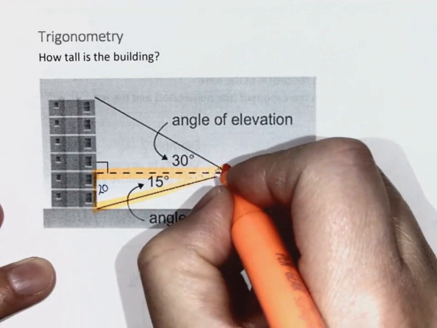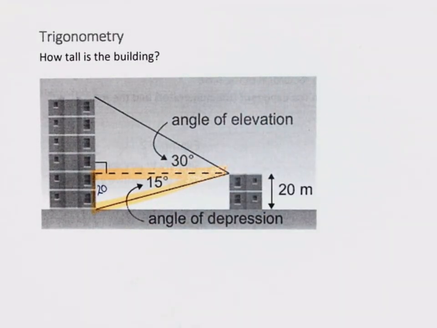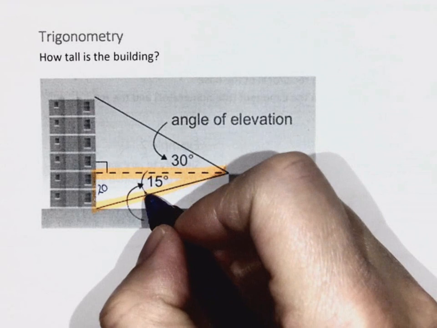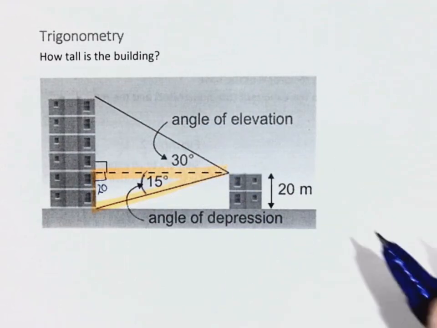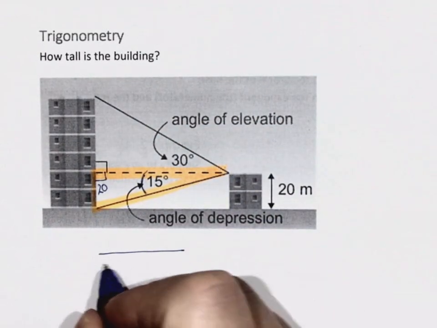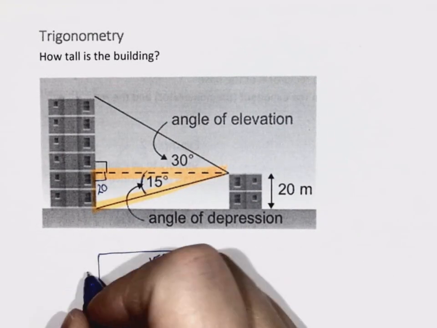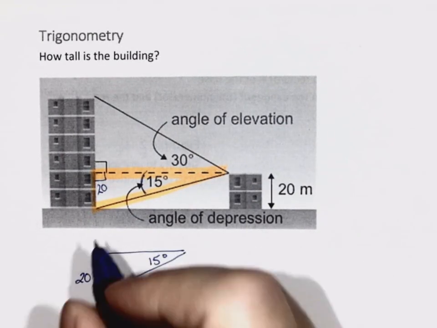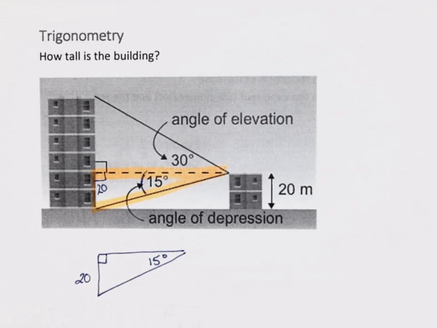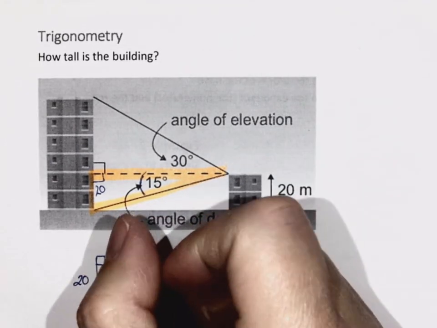So I've got this first triangle here, and it tells me that my angle of depression is 15. So I've got a right angle triangle. I'm going to just pull that apart so you guys can see it. It's got an angle of 15 up here. It's got a height of 20. My right angle is right there. Now, what side would be super helpful for me to find? It would be this side.